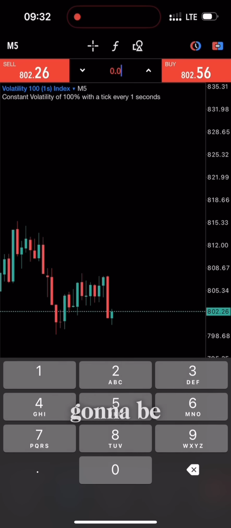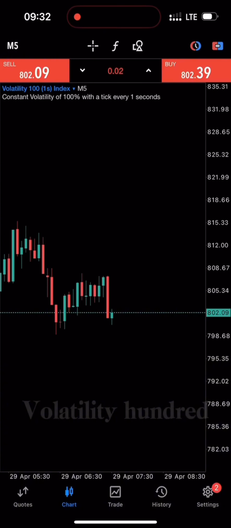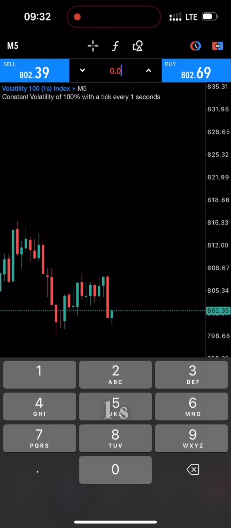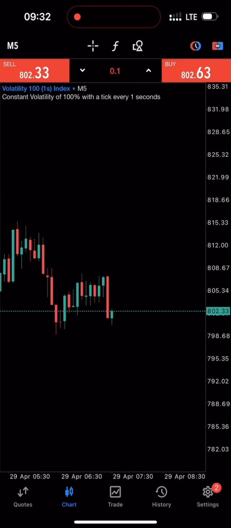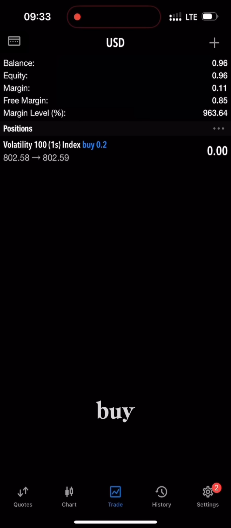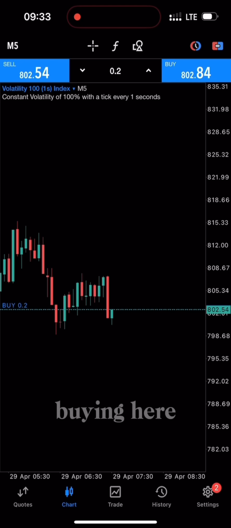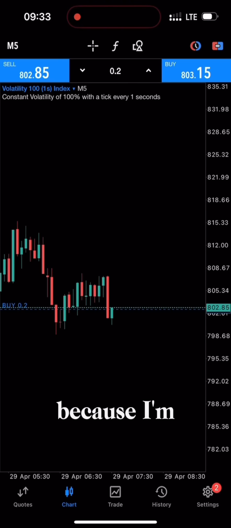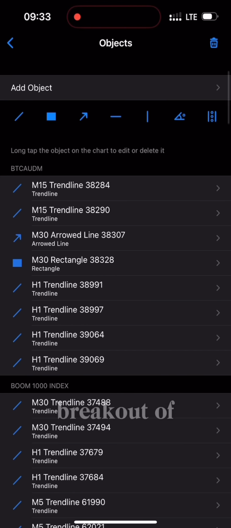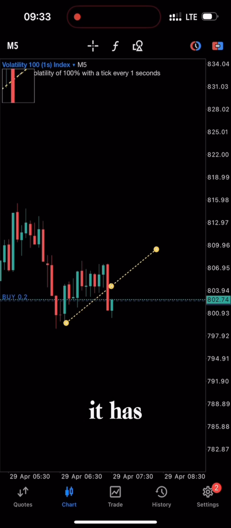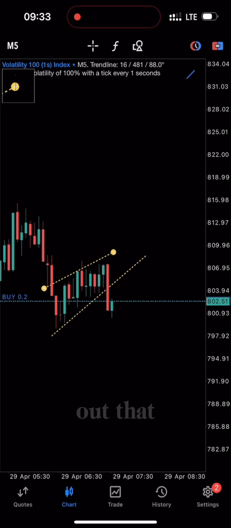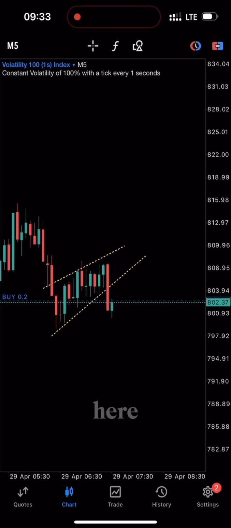So we're going to be starting with Volatility 100 1S here in the M5. So what I'm going to do here is that I'm going to put a buy, alright? Why am I buying here? Because I'm expecting that after the breakout of this trend line, it has to go up again to hit the trend line to make a fake out. That is why I'm putting a buy here.